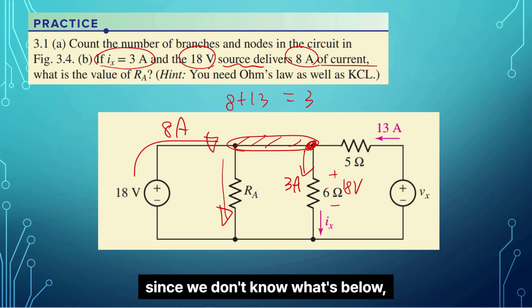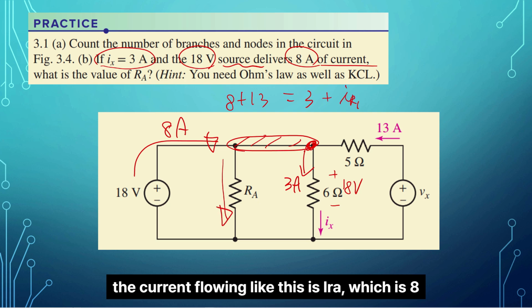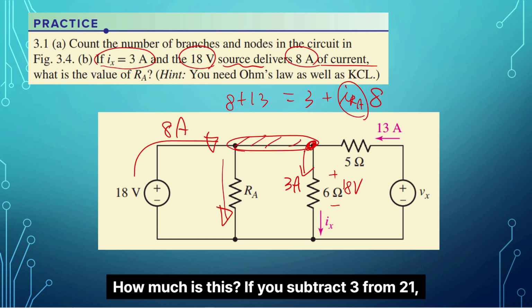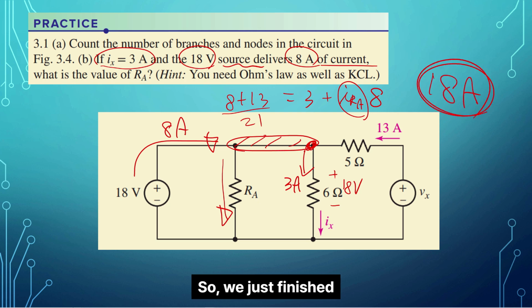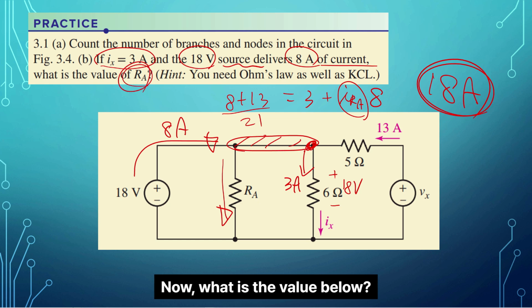We don't know what's below. The current flowing like this is IRA, which is 8. How much is this? You get 18A, if you subtract 3 from 21. So, we just finished it quickly. Now, what is the value below? We know that 18A is flowing here.